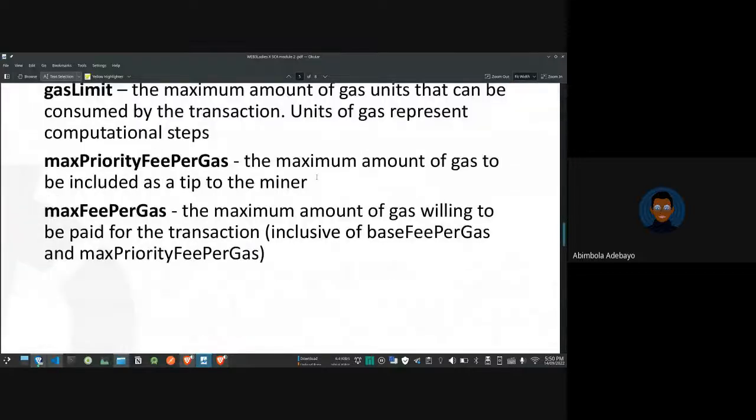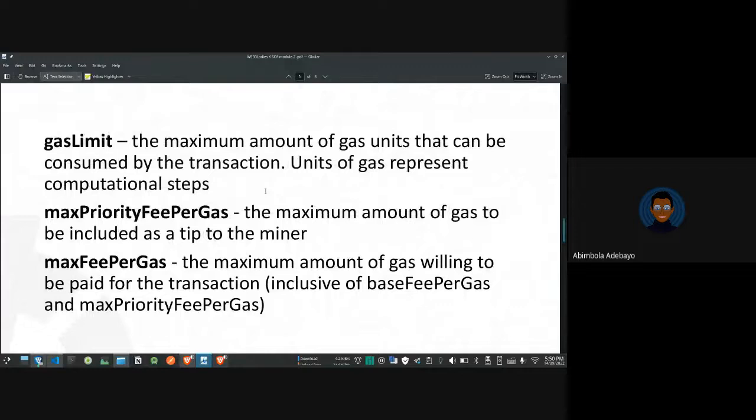After this part, I'm now going to cover some things relating to gas. So we have the gas limit. This is the maximum amount of gas units that can be consumed by the transaction. For each transaction you are carrying out, there's a gas unit. For example, someone asked a question about making a transaction of $50 and paying a high gas fee. What Ethereum understands is not the dollar value, it is the gas unit. How you get the gas fee is by multiplying the number of gas units used for a transaction by the current gas price.